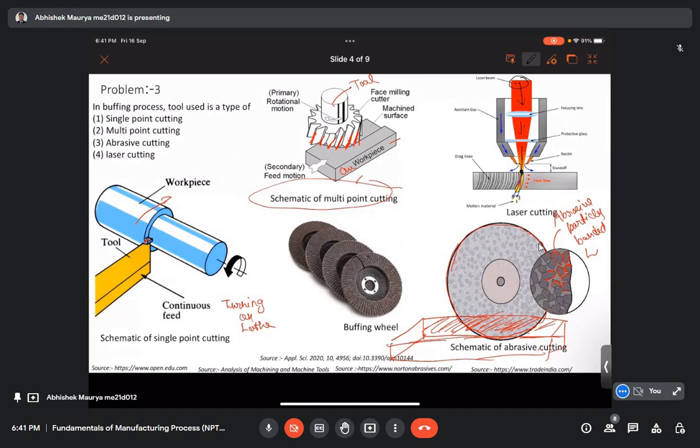Sir, what is an example of an abrasive cutting tool? Yeah, that's what I am telling. If you have heard of the grinding process, or you can see this buffing process itself. This buffing process is very similar. Like I told, there is a wheel and we have very small grit particles stuck together. They are bonded together, and with the help of these grit particles we try to remove the material, and this buffing process is mainly used for finishing.